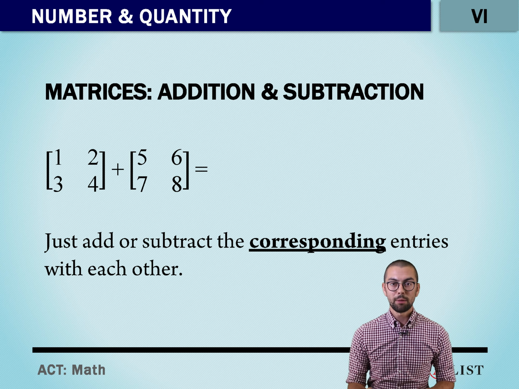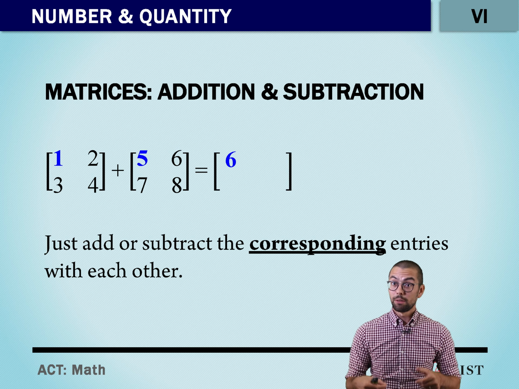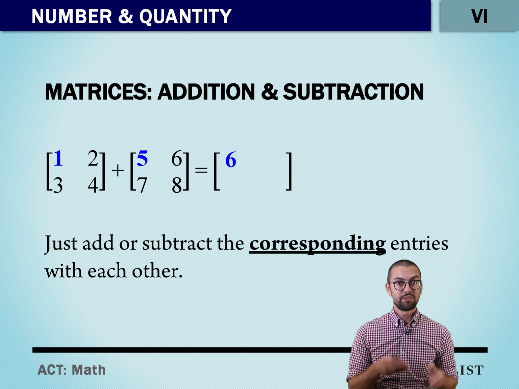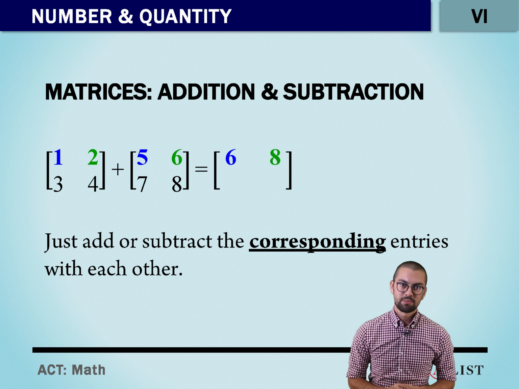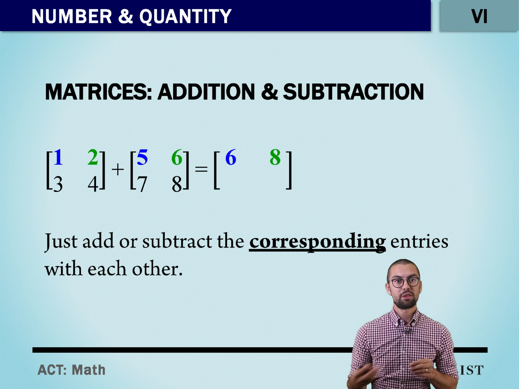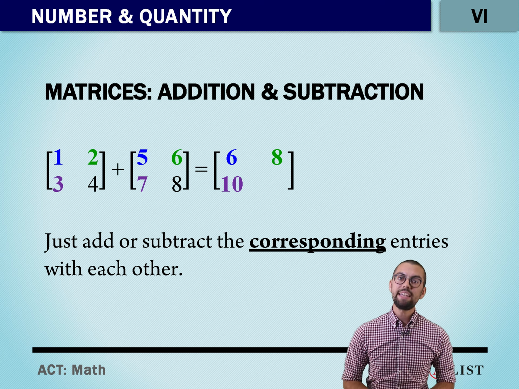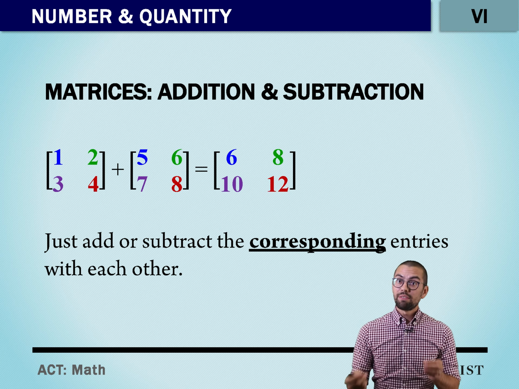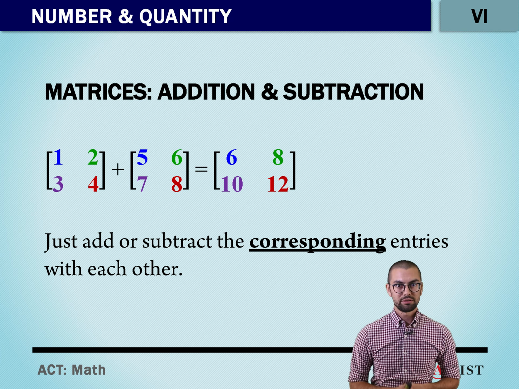That means the upper left entry of the result will be 1 plus 5, or 6. And then we just continue through the rest of the matrix. So for the upper right, it'll simply be upper right plus upper right. 2 plus 6 gives us 8. The lower left will get 3 plus 7, that'll give us 10, and the lower right will be 4 plus 8, which will give us 12. That will give us our resulting 2 by 2 matrix, 6, 8, 10, 12.